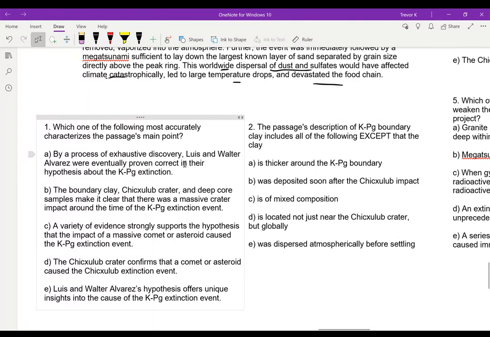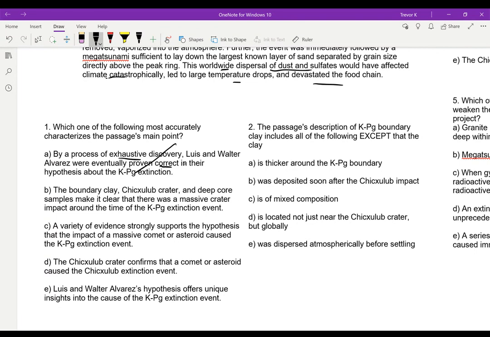By a process of exhaustive discovery, Luis and Walter Alvarez were eventually proven correct in their hypothesis about the KPG extinction. I don't know about the exhaustive part. Exhaustive discovery doesn't seem right. It seems like there's a lot of evidence, and we're not sure if they've been proven correct. It's like it generally strengthens. So "correct" is too strong a word, and exhaustive I'm not sure I really like. So I'm going to cross that out. Too strong, don't like that one.